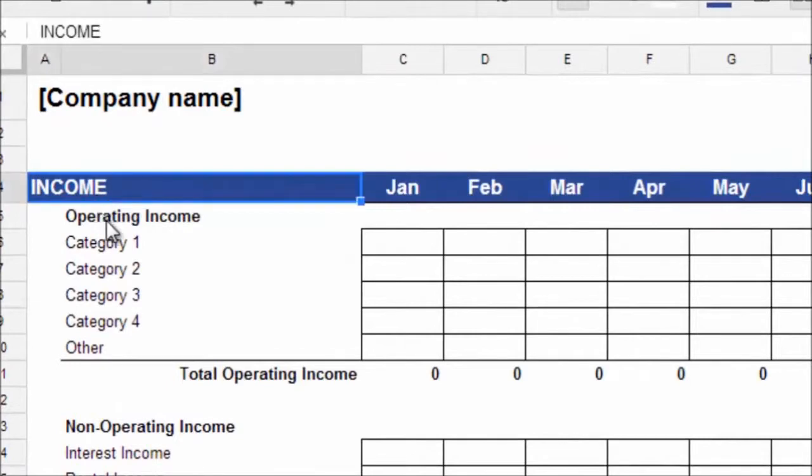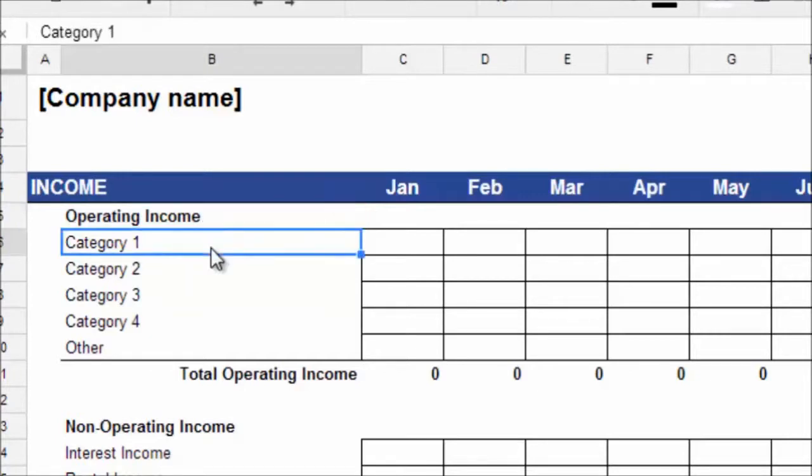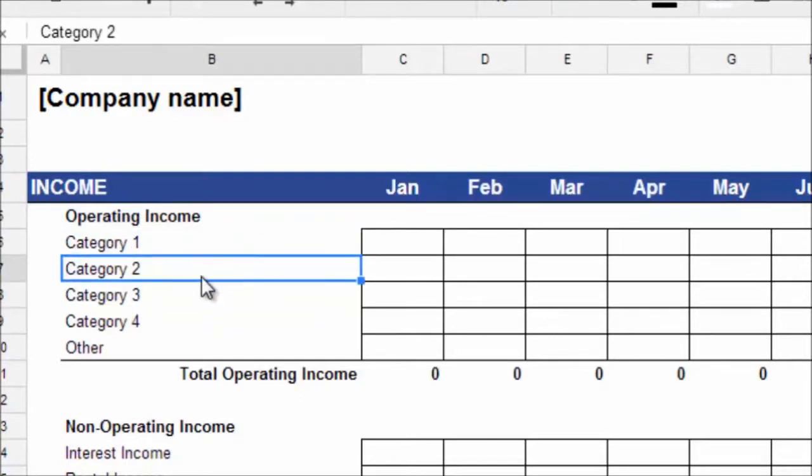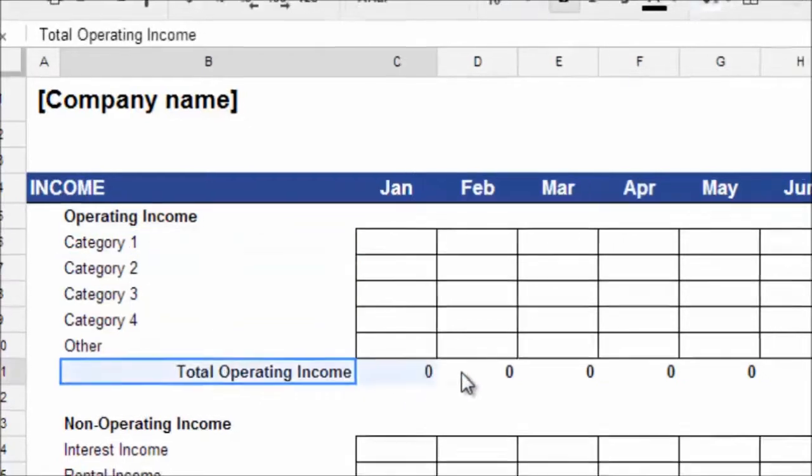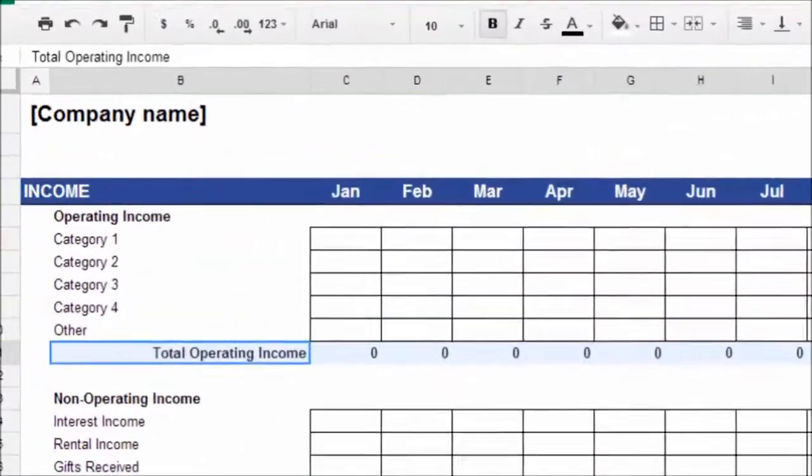Income, operating income. What is operating income? Operating income is the income or revenues generated from the goods and services you provided to the customers. For category 1, you can be service 1, for category 2 can be service 2, and so on. And the total operating income will be in this row.